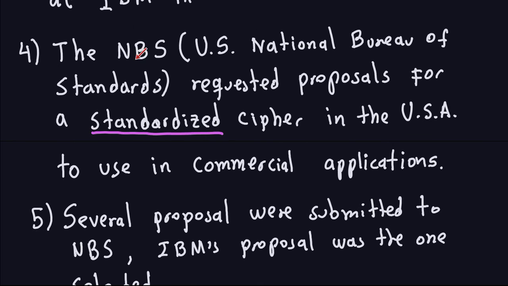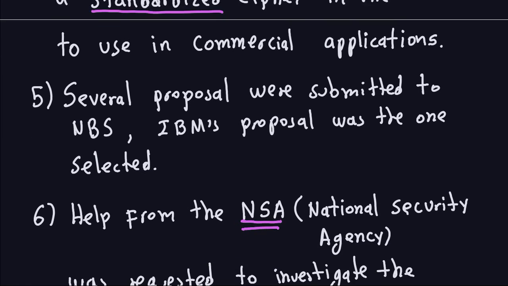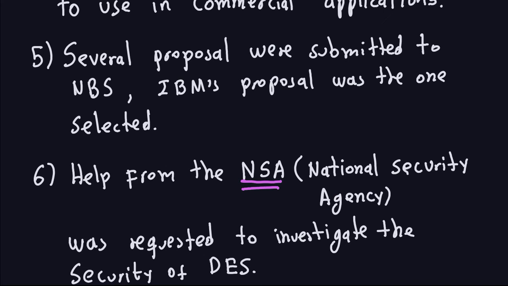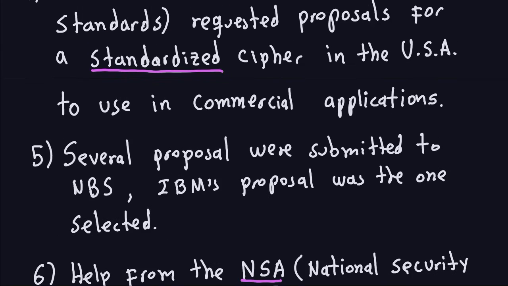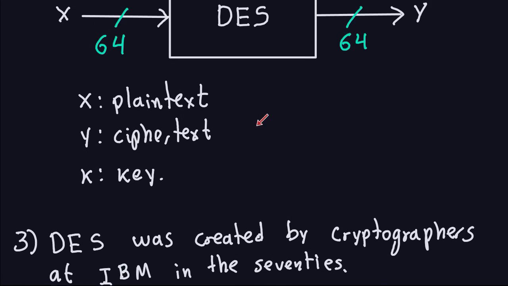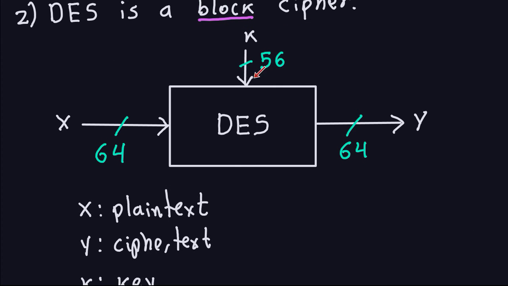this agency, the NBS, requested help from the NSA, which is the National Security Agency, to investigate the security of the DES. Now, what happens is that, as the story says, the NSA actually changed a little bit the structure of the DES. So they changed a little bit the key size. So for example, here in this picture, the key size is 56 bits. The original design that was submitted by the IBM, the key had a length of 128 bits.